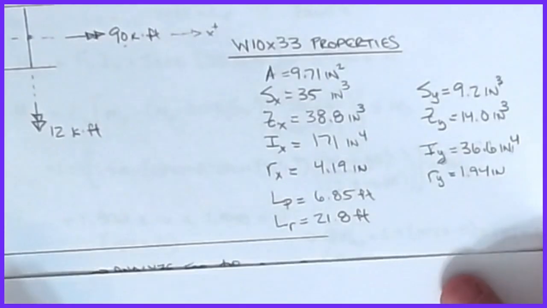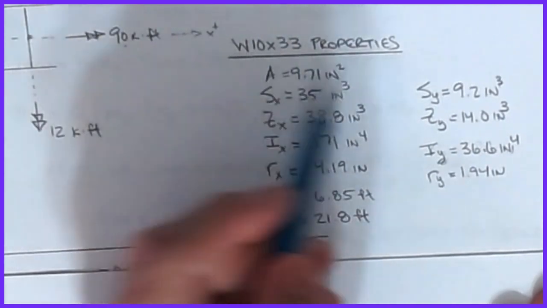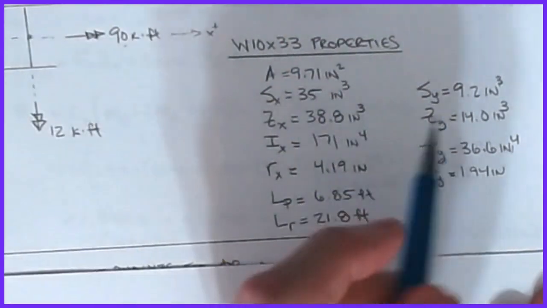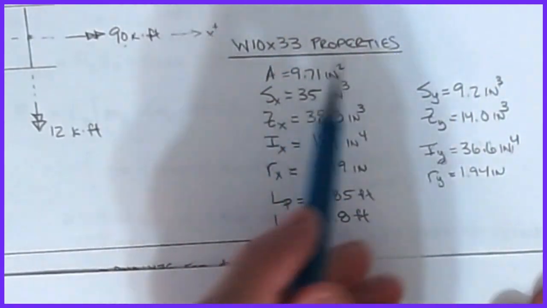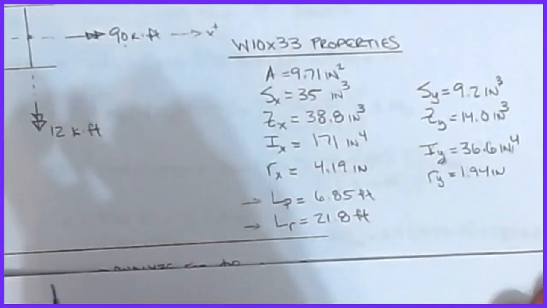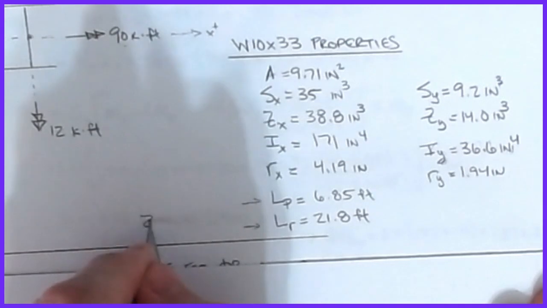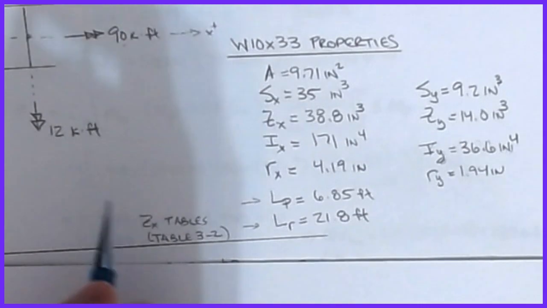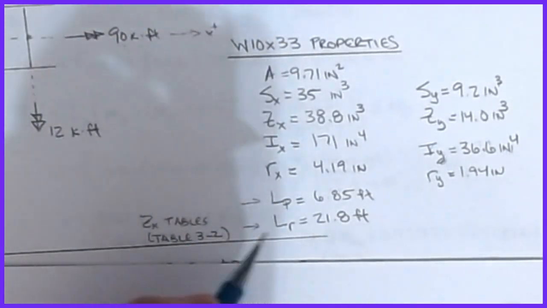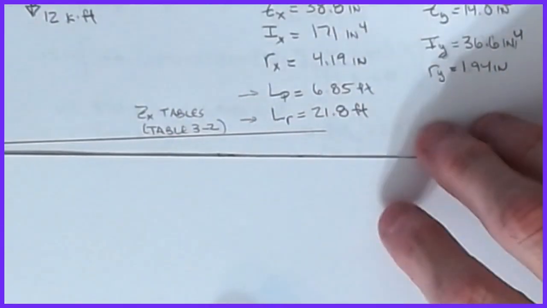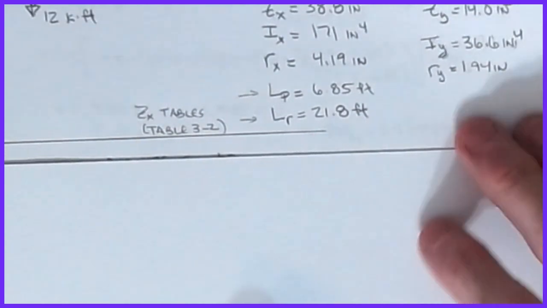Okay, all right. Next piece, we look up the table properties for W10x33, so we've got our area, our SX, ZX, IX, RX, SY, ZY, IY, and RY. These come out of the tables up in Chapter 1, and then for 50 KSI, I can pull these off of the ZX tables in Chapter 3, which would be Table 3-2. Or you can work the formulas that are written in the specification as well, but for 50 KSI it's just easier to pull it off the tables. So I pulled all that data for us so we don't have to fiddle with our tables.